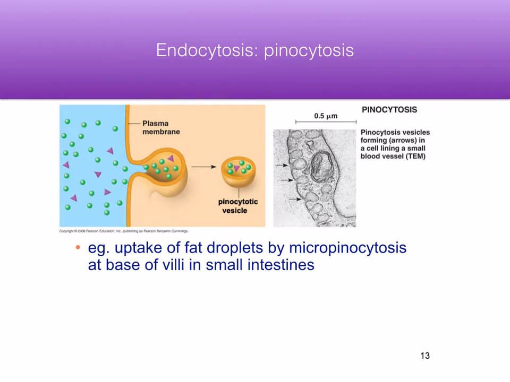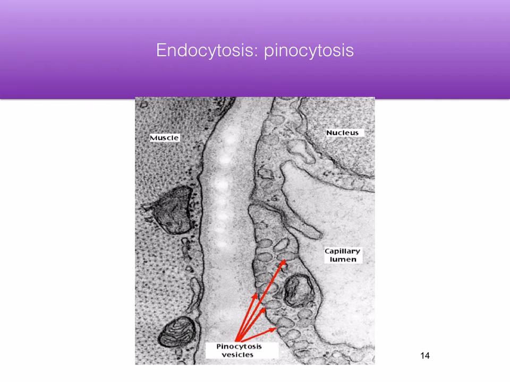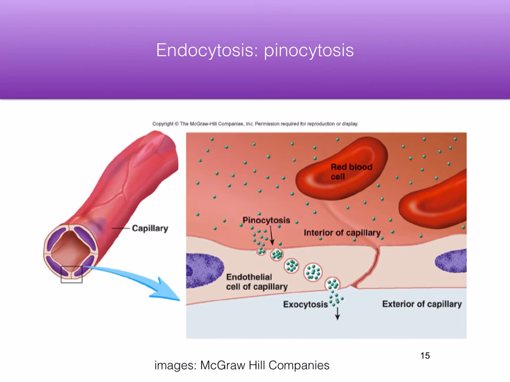Examples include the uptake of fat droplets by micropinocytosis at the base of villi in the small intestines, and reabsorption of amino acids in kidneys. This shows you how materials exchange between the capillary and the muscle by pinocytosis. Notice the little pinocytic vesicles. And here you can see how material is transported across the endothelium of the capillary in those tiny pinocytic vesicles.